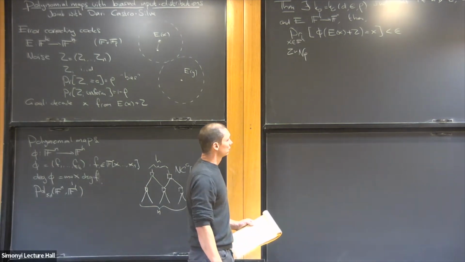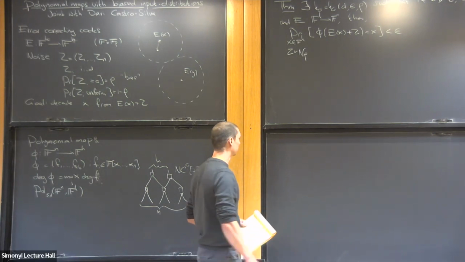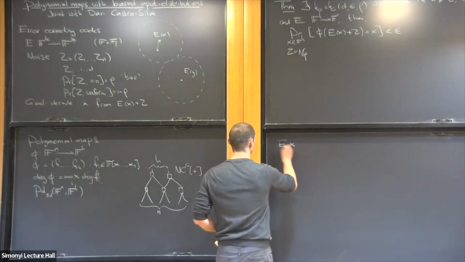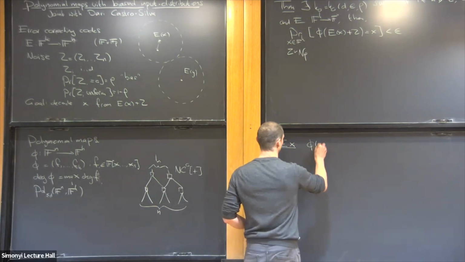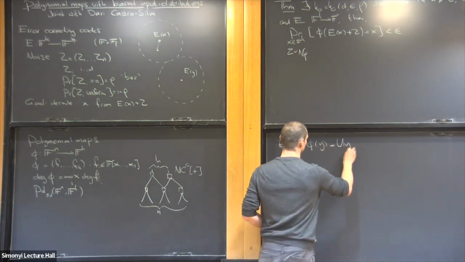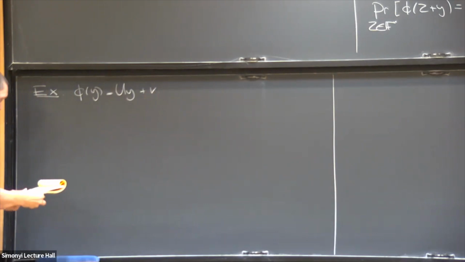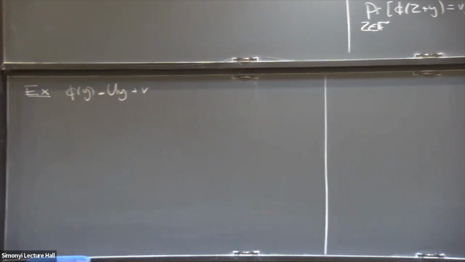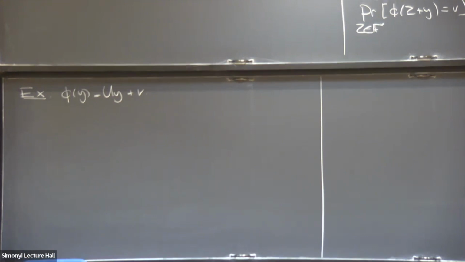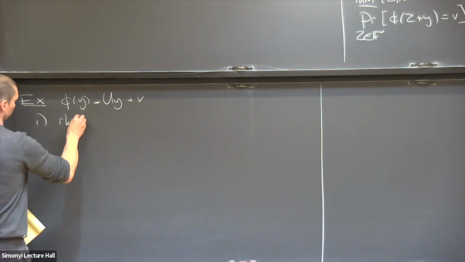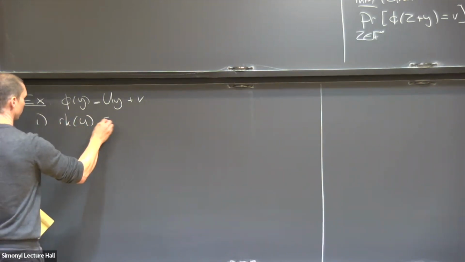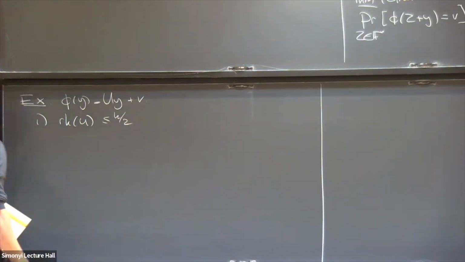And to see that it's useful, it's already quite nice just to consider the linear case where you see this happen. So if phi is a linear map given by some k by n matrix U, so maybe think of it as a short fat matrix U, you can consider two cases. In the first case, the rank of U is small. The rank of U is at most k over 2.